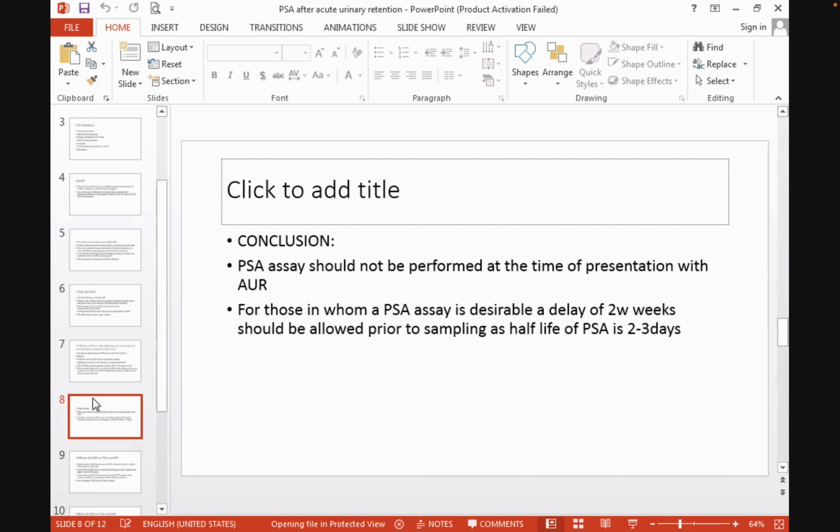Statement like this, that in whom PSA is desirable, a delay of 2 weeks should be allowed prior to sampling, because in between there is an event of catheterization and catheter removal also, which also increases the PSA. So I think it can be linked with the TWOC. After 2 weeks of TWOC, madam. 2 weeks of TWOC, but here you have written AUR. Ma'am, it is 2 weeks after TWOC. The TWOC will vary from 3 to 7 days after time of presentation of AUR. Yes, madam.